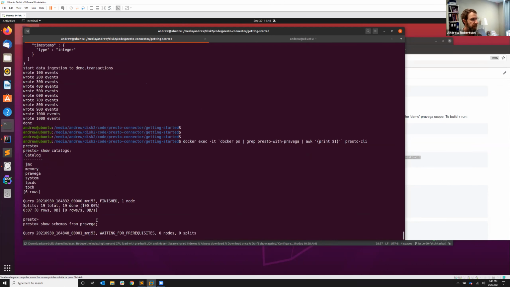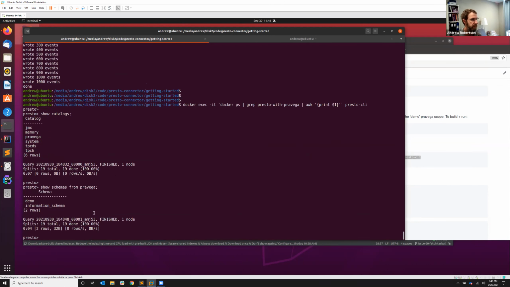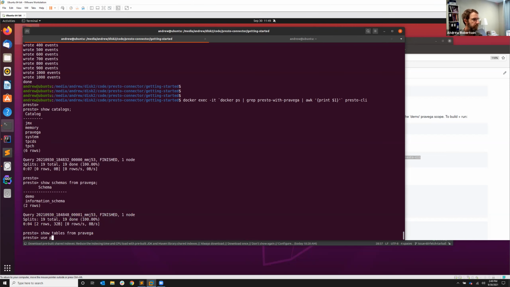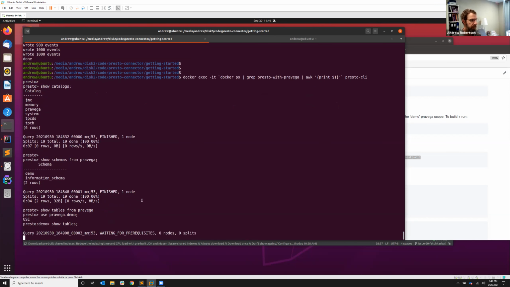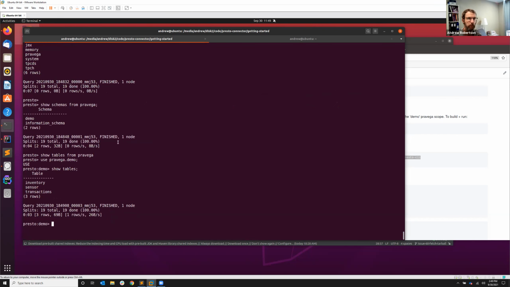And so, show schemas from Pravega. What this is doing now is listing scopes from Pravega. There's just one, I said it was demo. Now I'm showing tables, so it's listing streams within the demo scope in Pravega, and you see these 3 here. So at this point, all we've done is query from Pravega. We haven't done anything with schema registry yet.